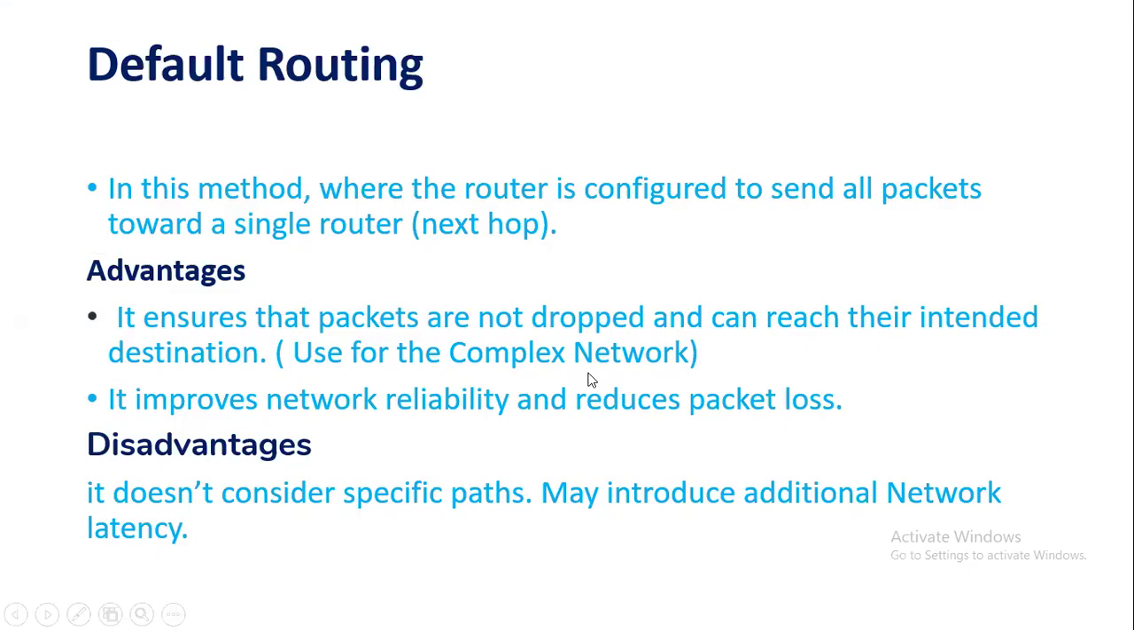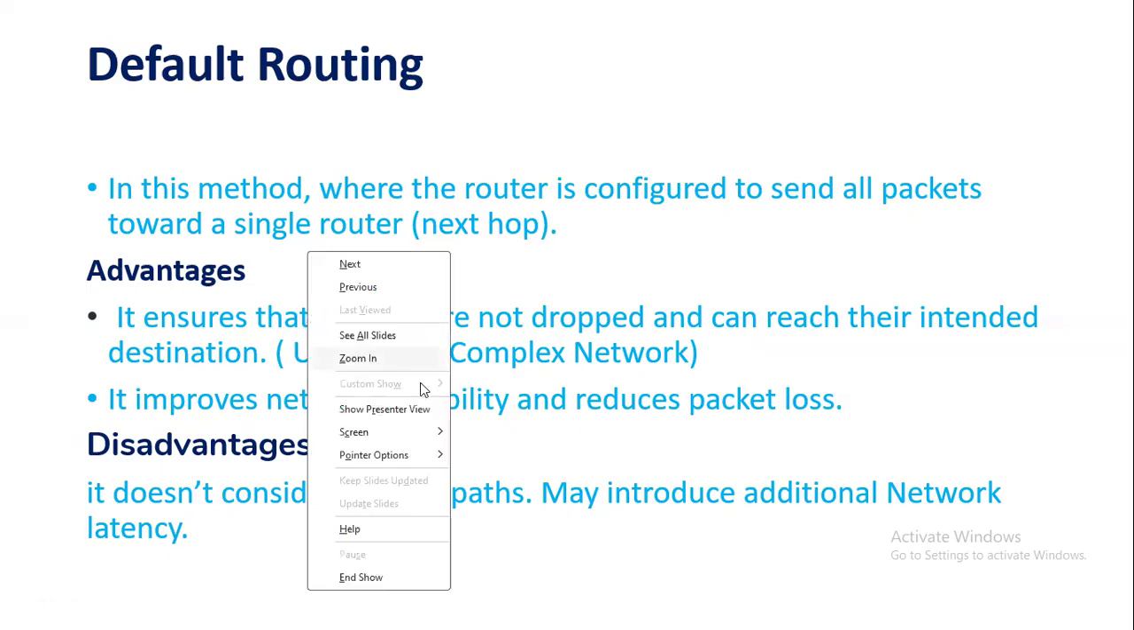If you have a complex network or if you don't know the destination, you can directly share the information with the next router, and it improves network reliability and makes sure the packet reaches that particular location. That means it reduces packet loss. And for disadvantages, because you are using 0.0.0.0, it means they don't have the path and they don't have the destination. Let's take an example.